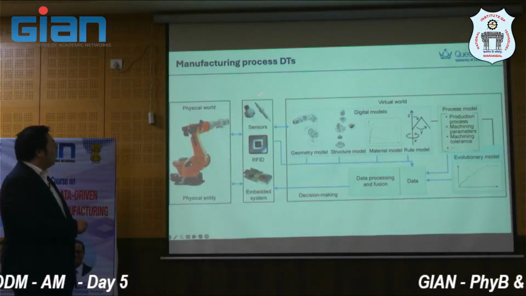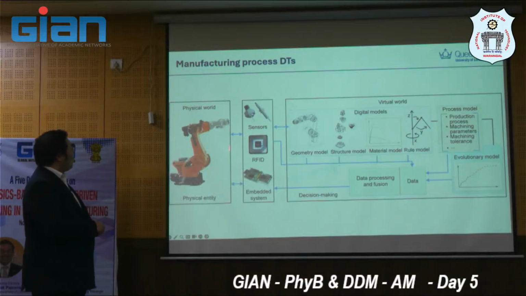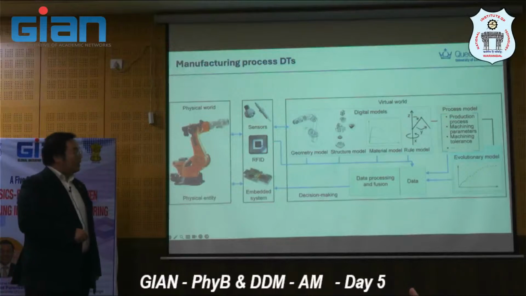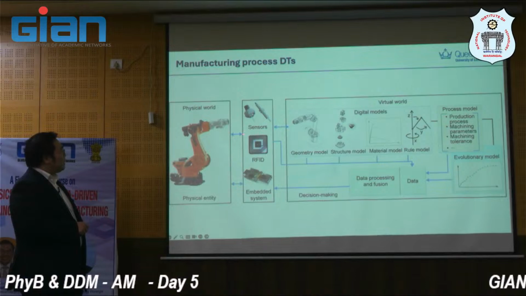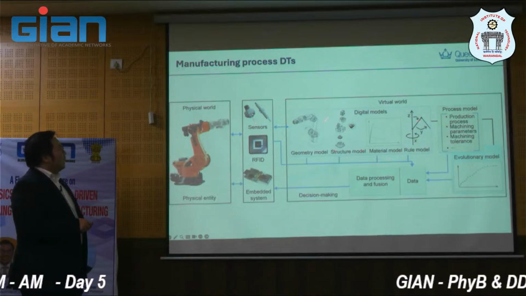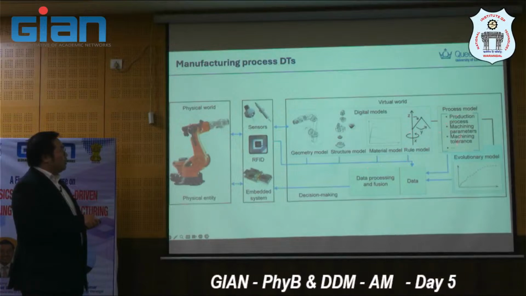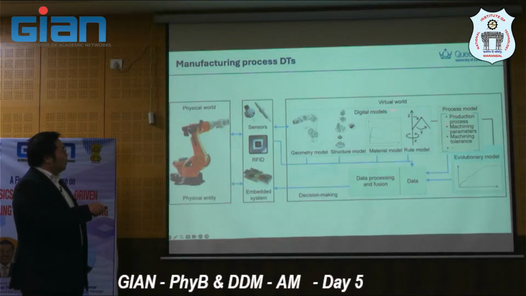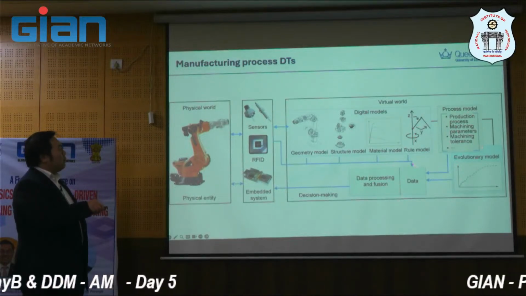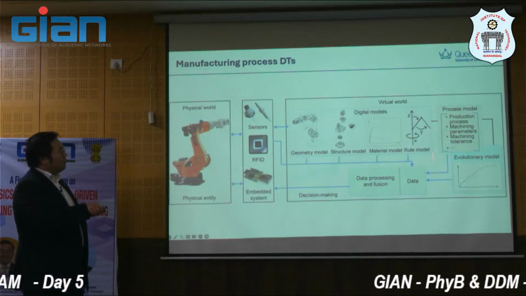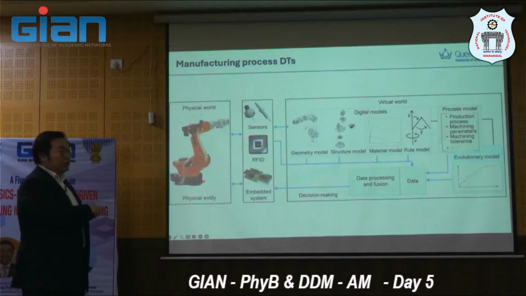So now this is a bit closer, narrowing down to robotics and additive manufacturing, like arc welding, for example. You may implement some sensor and digital model here, and the material model is so important, and the rule models. And this is something that we feed the data into, so that we can actually get some production or machine tolerance, and feed back into the decision making for the physical entity.